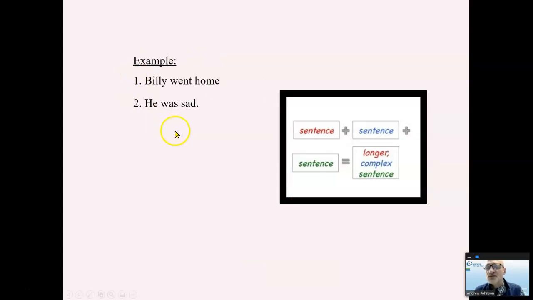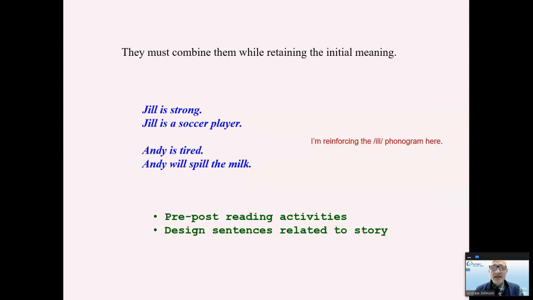Billy went home, he was sad. Billy was sad and he went home. All right, that's the idea. Two short sentences, and keep it quick. Do 3 or 4 of these a day. This is an activity you can do, by the way, in small group or pairs. It's the conversation that takes place between students that enhances learning. They must combine them while retaining the initial meaning. Now here, I'm reinforcing the ill phonogram that I was teaching, simply included an ill word in each sentence.